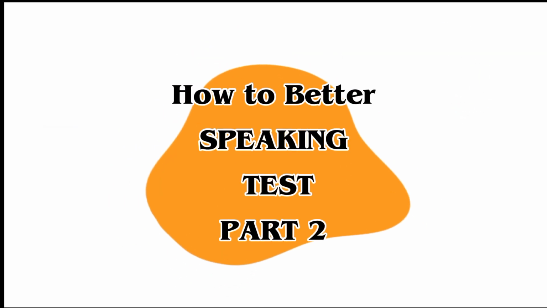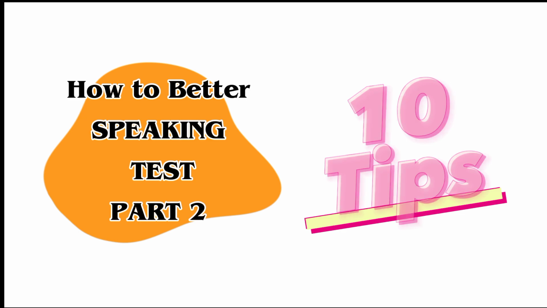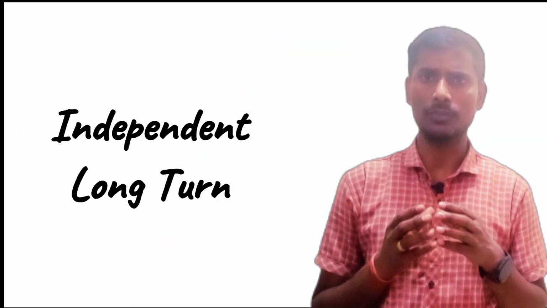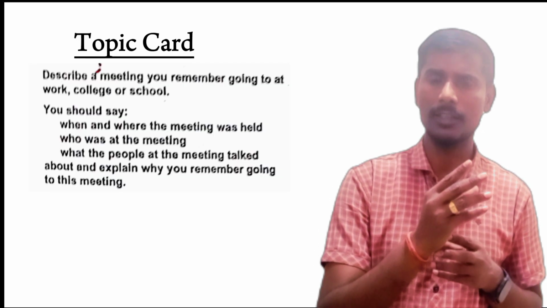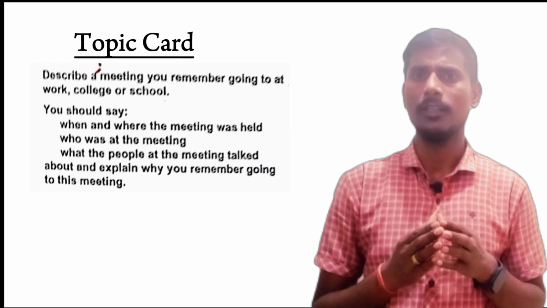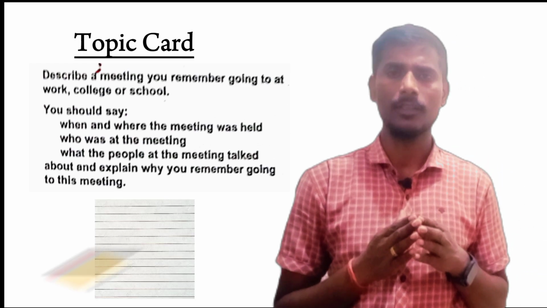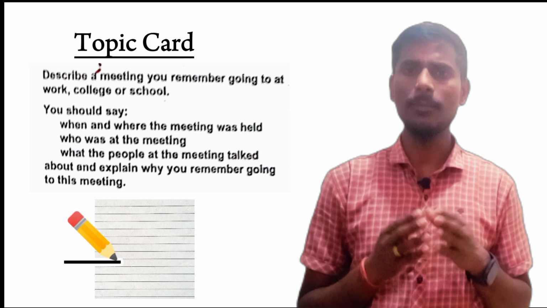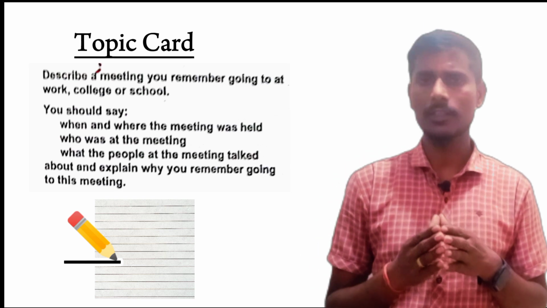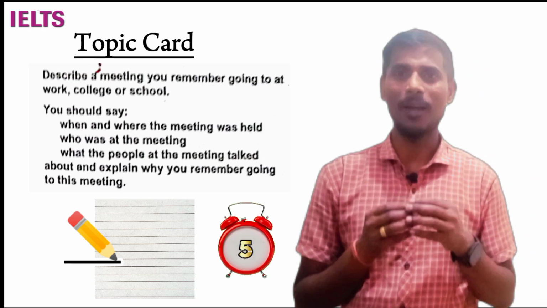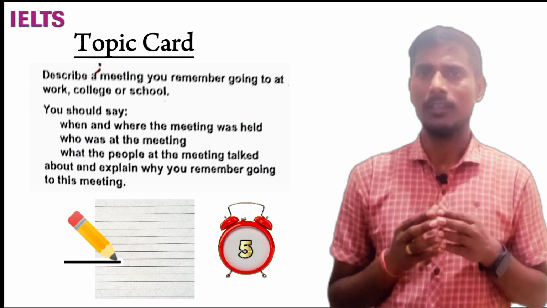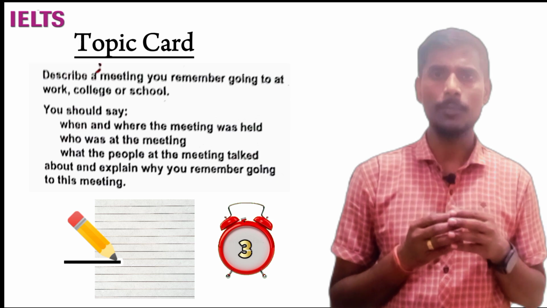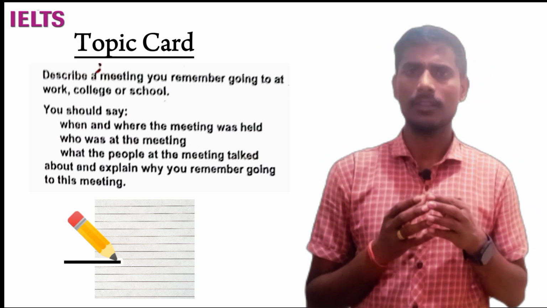How to do better in the Speaking Test Part 2: 10 tips. Speaking Part 2 is called the Independent Long Turn. Here you will be given one topic card, a blank sheet of paper and a pencil. Simply, you are there to make notes, and you have 1 minute for preparation and then you speak for 1 to 2 minutes on the topic.